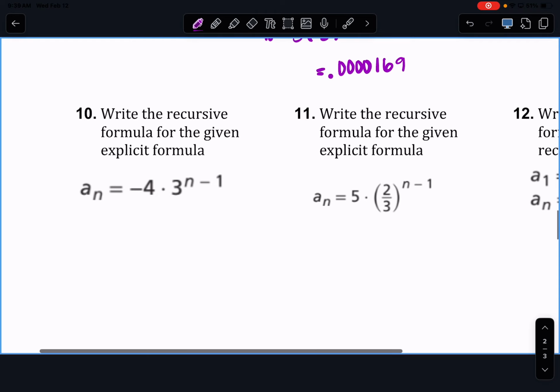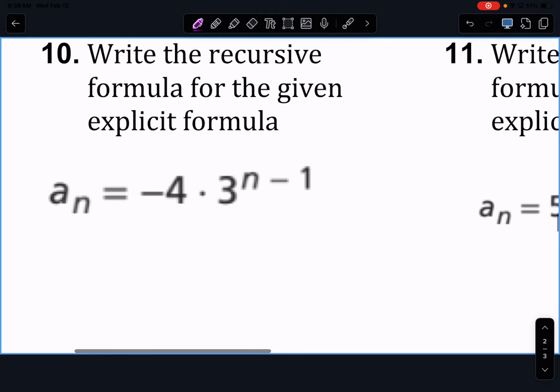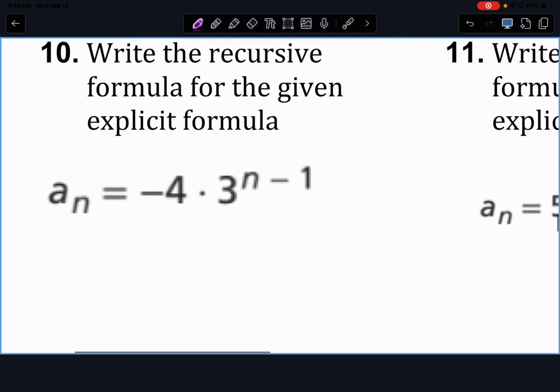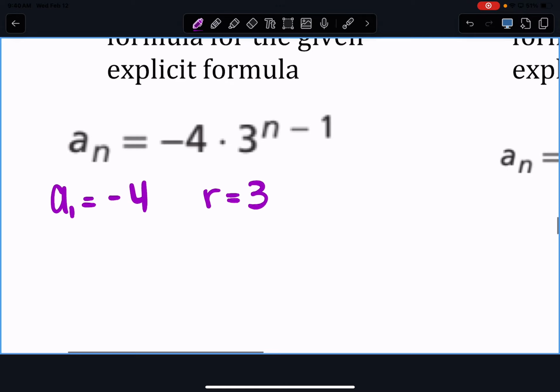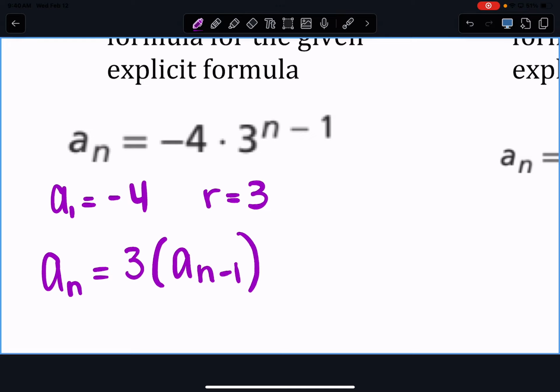All right, for number 10. It gives us the explicit formula, so we have to write the recursive. Before I do anything, I'm just going to write out what I know from this. What is my A1? -4. What is my ratio? 3. Perfect. So to write the recursive, I'm just going to do A_n is equal to my common ratio times A_n minus 1. This part is easy.